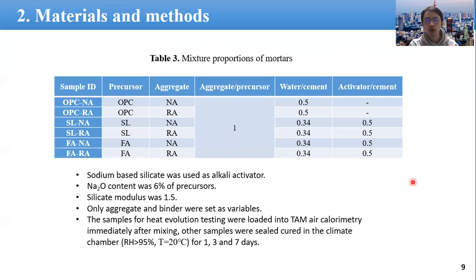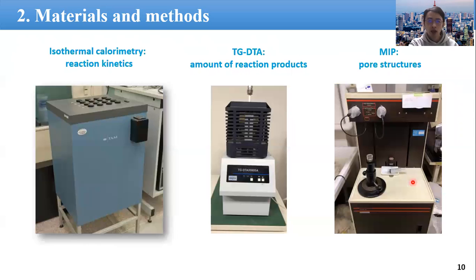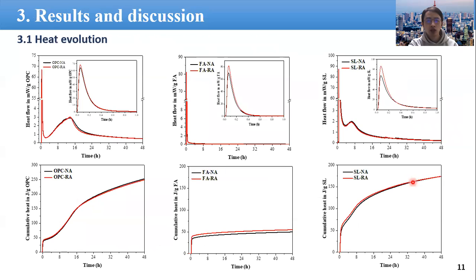This table shows the mixture proportions of the mortars used in this research. Sodium silicate with a silicate modulus of 1.5 was used as the alkaline activator in the research, and the sodium oxide content was 6% of the precursors. These are the three methods used to investigate the reaction. First, we studied the heat evolution of the specimen.